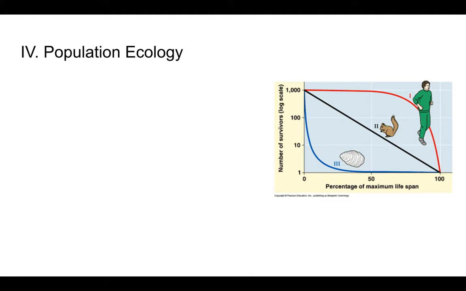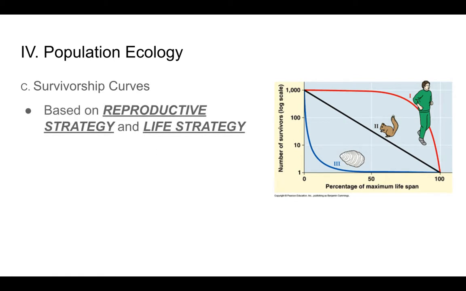All right, let's talk about this diagram in your notes. These are called survivorship curves. Survivorship curves essentially talk about at what point in your life are you living? Do you have a really high rate of life? And at what point in your life are you dying? And so survivorship curves, there's 3 types of curves. They are based on your reproductive strategy and also your life strategy. And I'll kind of explain what that means.